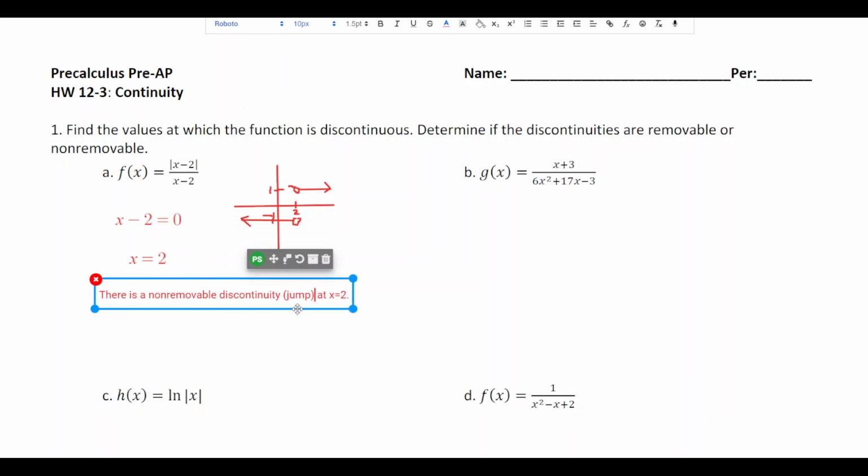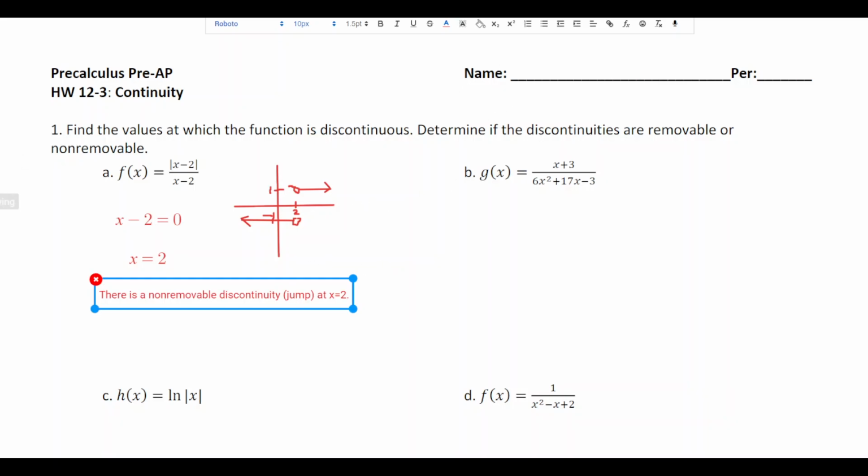You don't need this phrasing. It's enough to say there's a non-removable discontinuity, but at least in the beginning, when you're first learning about the difference between a removable and non-removable discontinuity, it helps to give a little more detail on what kind of discontinuity it is. That way, as we go through these, you'll think, oh, a jump is always a non-removable discontinuity, a hole is always a removable discontinuity, and so forth.